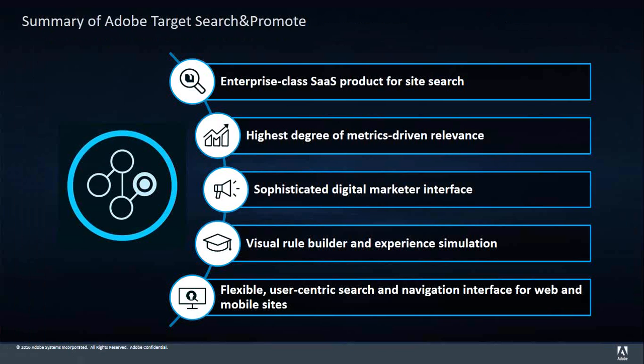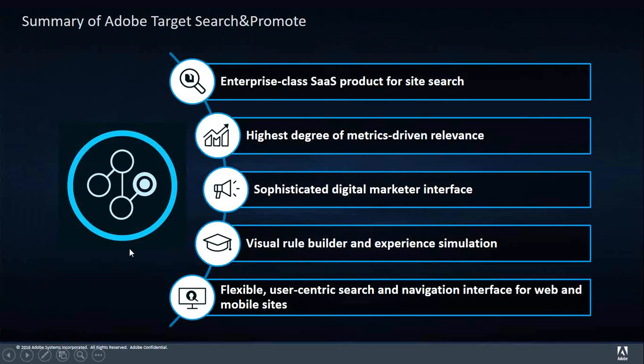Then as a summary, what are the main points of Adobe Target Search and Promote? It's an enterprise-class SaaS product. I forgot to mention that. That basically means that all the functionality, all the software lives in the Adobe cloud. So the clients don't have to install anything on their side. It's administered remotely. Adobe takes care of having the thing running all day long in distributed servers and distributed farms of servers.